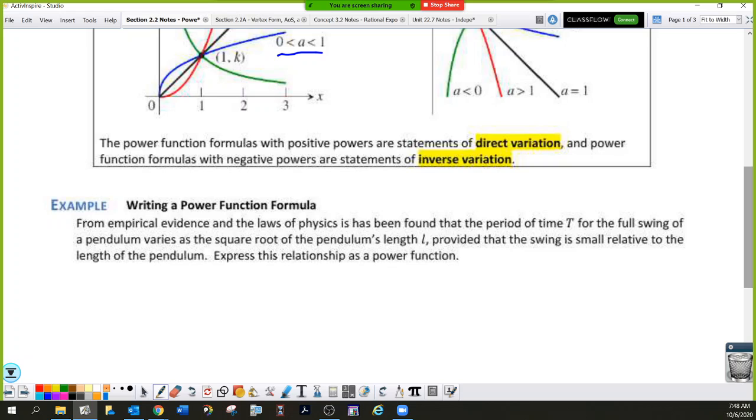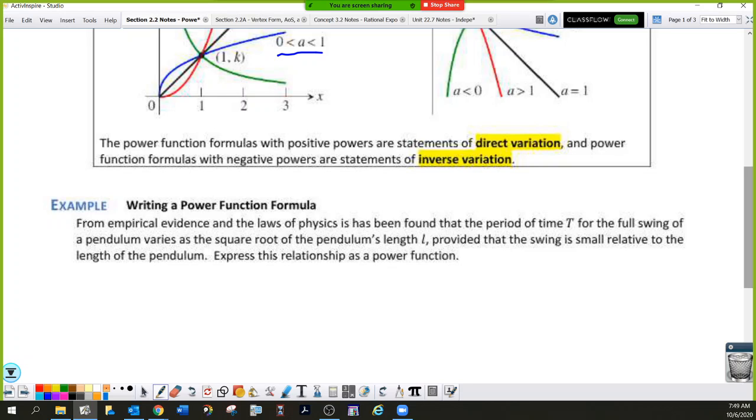Power function formulas with positive powers are statements of direct variation. Really important concept right there. If the exponent is positive, this is a statement of direct variation. And things with negative powers are inverse variation. That's really important that you know that. That's the one skill that you're going to need for the Chapter 2 test. Direct variation, positive exponent. Inverse variation, negative exponent.